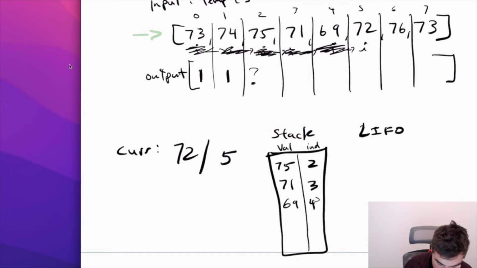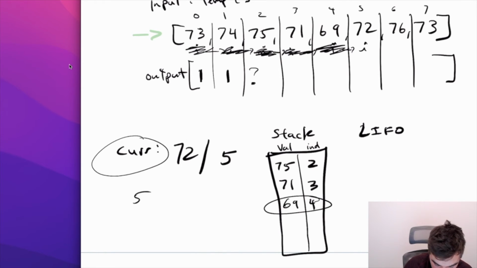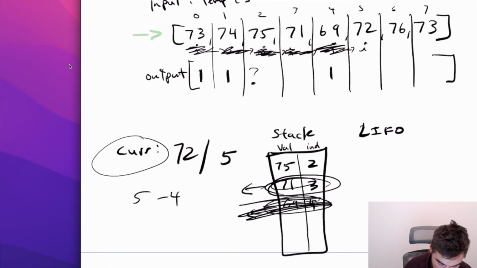Now we check what's on top of the stack with every cur element. 72 is greater than 69, so we say 5 minus 4. We pop this guy off the stack, and that one will now get an answer. So 69 will get an answer right here of 1. 72 is also warmer than 71, so we'll pop this one off the stack and do 5 minus 3, that's 2, so 71 gets an answer. However, we try 75, but it's not warm enough, so we just push 72 and 5 onto the stack.